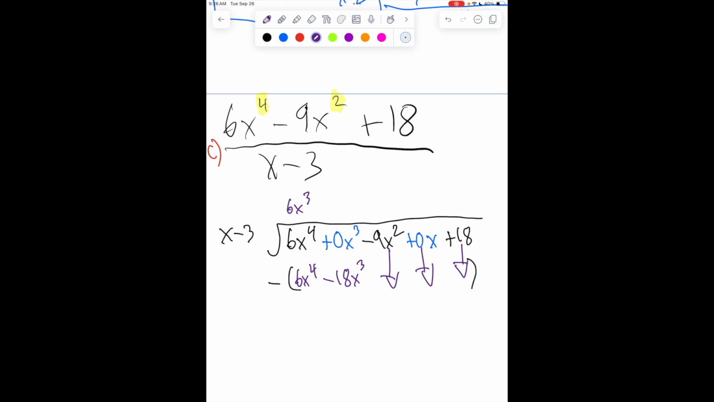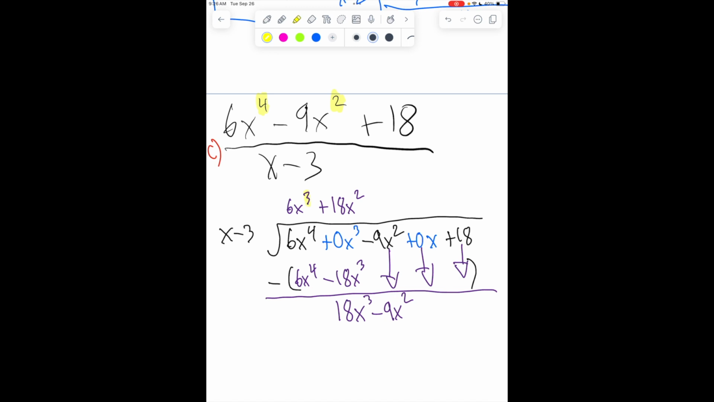So as I go through and simplify this, again, my first term, 6x to the fourth minus 6x to the fourth, cancels out. And then a negative times a negative is a positive. So I get positive 18x to the third. And then I'm going to bring this negative 9x squared down. Okay, so now I'm thinking, what can I multiply by to get 18x to the third? Well, I have only one single x, so the only thing I can do is multiply it by 18x squared.